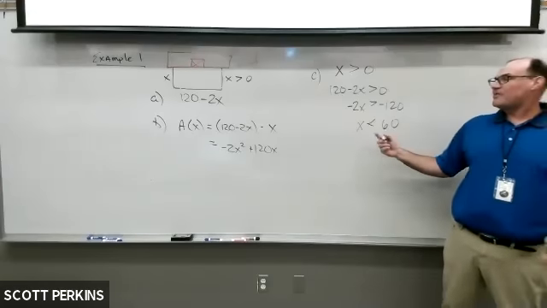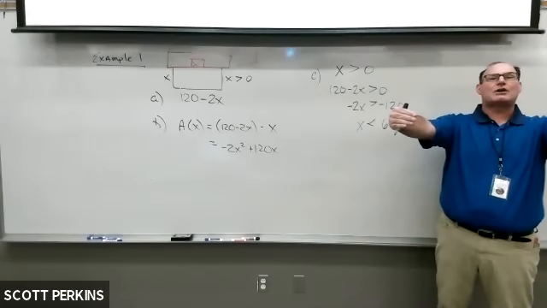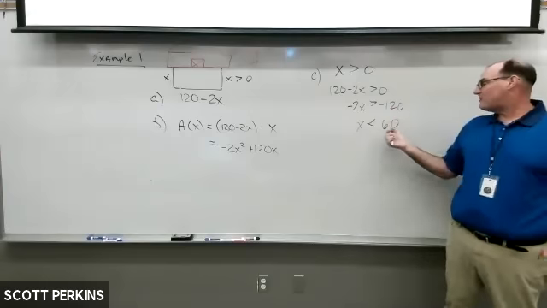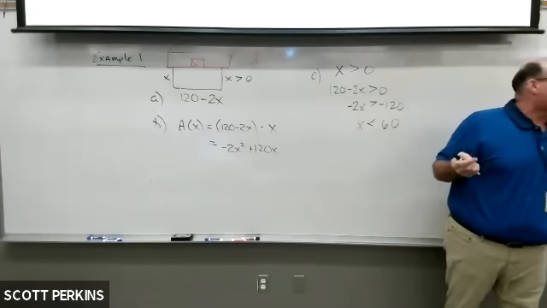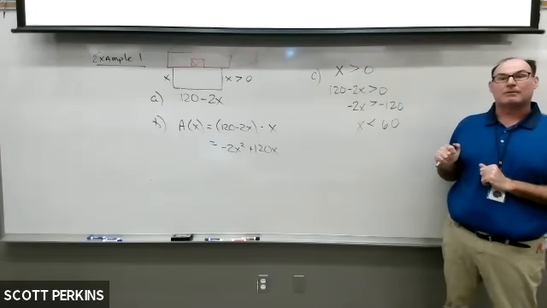So that means the furthest out from the side of the barn that I can go is 60. Because if I go further than 60, I'm not going to have 120, I'm going to have more than 120 feet that I would need, and that was one of the constraints of the problem.